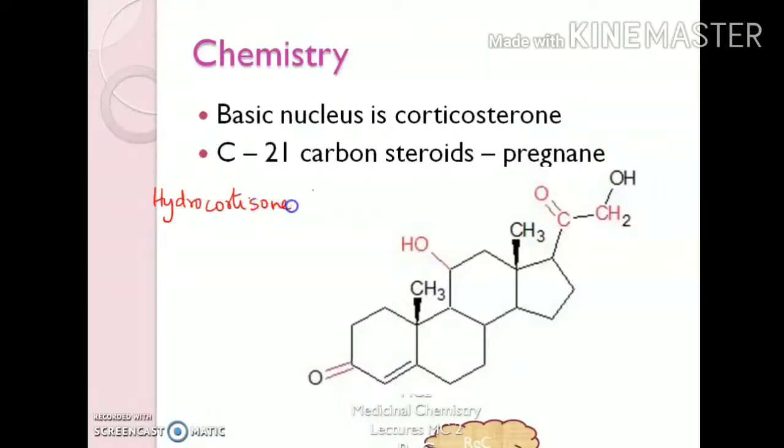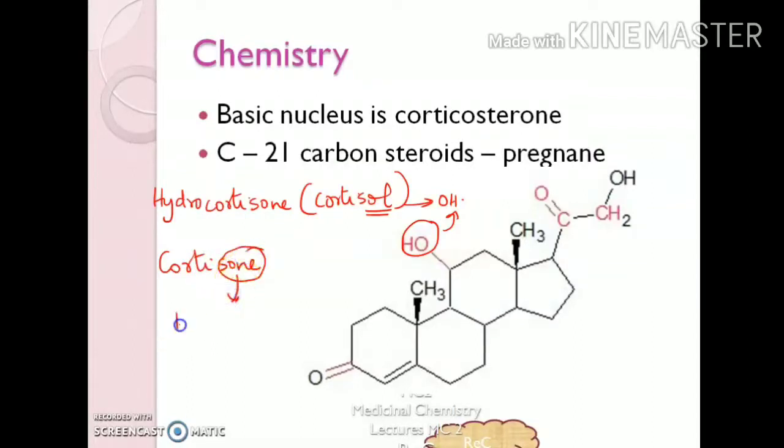Now what is the difference between hydrocortisone or cortisol and cortisone? Both these hormones differ only in the functional group present at the 11th position. Hydrocortisone carries a hydroxyl group at the 11th position, whereas cortisone carries a keto group. That is, cortisone carries an 11 keto group, whereas hydrocortisone carries an 11 hydroxyl group. The remaining part is similar in both.